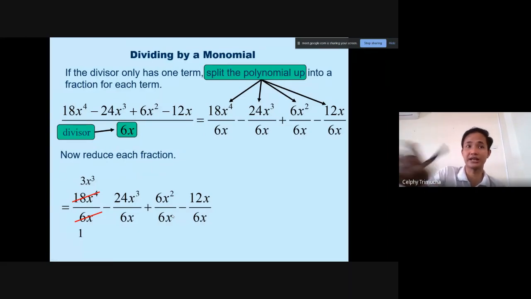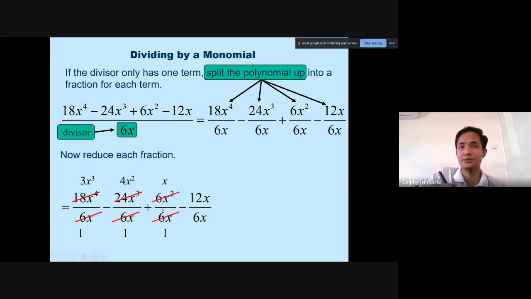So isa-isahon ta. This one, pwede ta ma-divide, ma-cancel ta ang x to the fourth kag x, mabilin na lang x cubed. 18 divided by 6 will be equal to 3. Next, 24 divided by 6 will be equal to 4. X cubed divided by x will be equal to x squared. Next, 6 divided by 6 will be equal to 1. X squared divided by x will be equal to x.